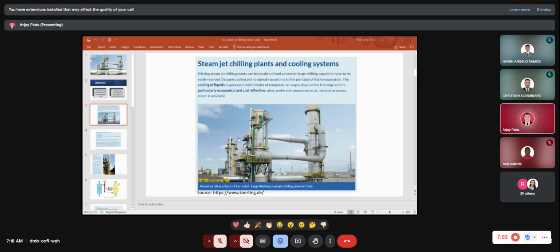So as you can see here on our screen, this is a Körting steam jet chilling plant. It utilizes steam to produce cooling. I think this is Körting's jet chilling plant in China.